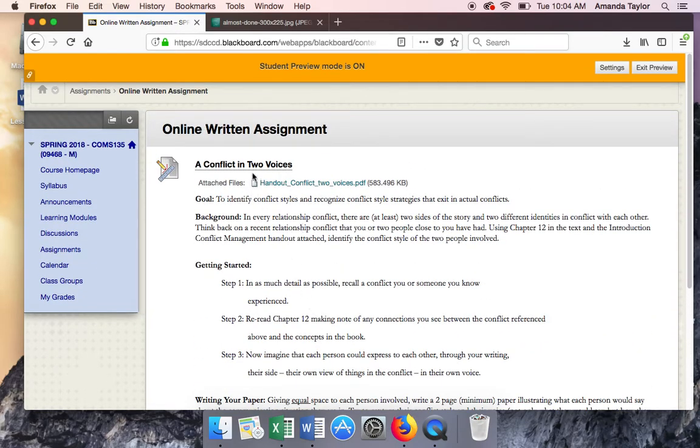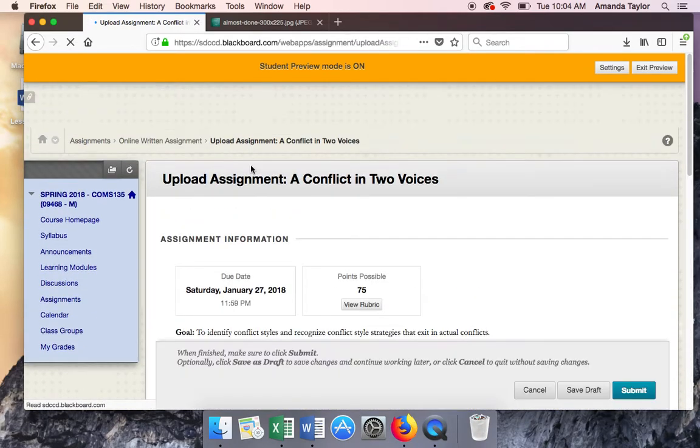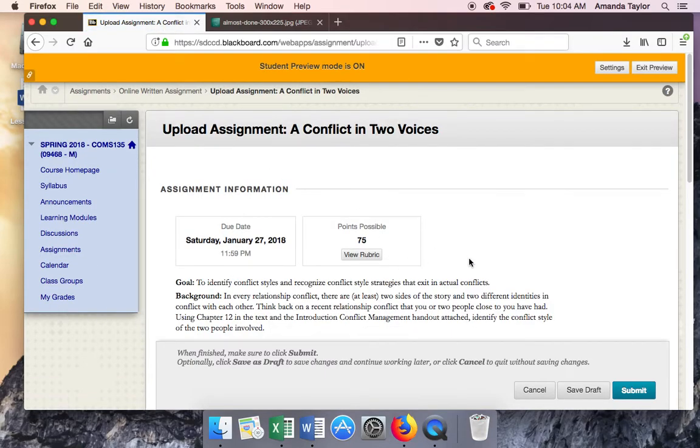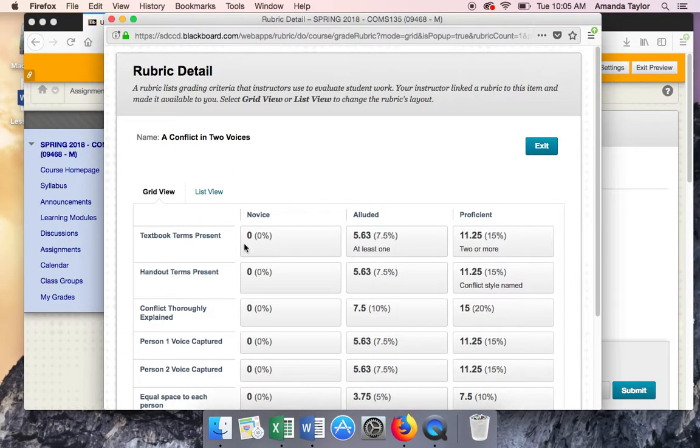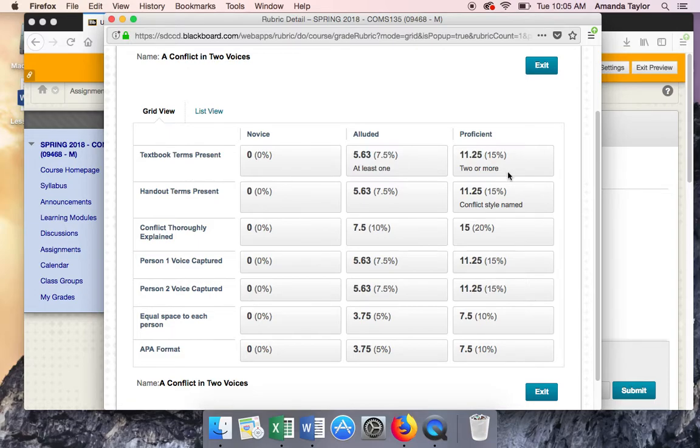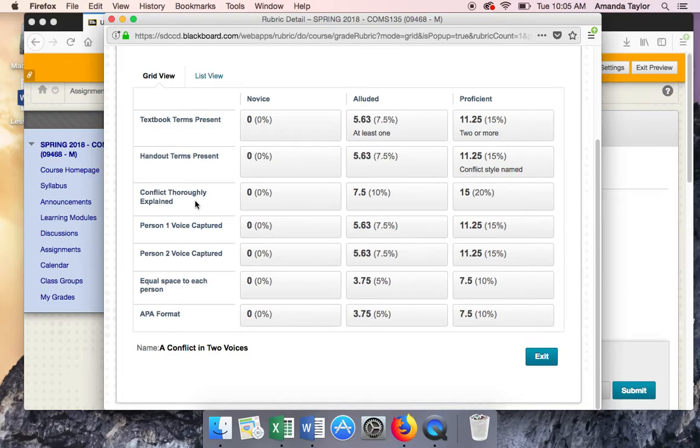First, let's look really quickly at the rubric, because this is going to tell you exactly what you need to accomplish, what I'm going to be looking at when I grade. If you view the rubric, you're going to see there are points here for textbook terms being present. I need to see two or more textbook terms present, and they need to have an in-text citation, as well as, of course, the textbook and the handout being included in the resources. Handout terms need to be present as well, which the conflict styles need to be named. I need to see that your conflict is thoroughly explained in at least that first page.